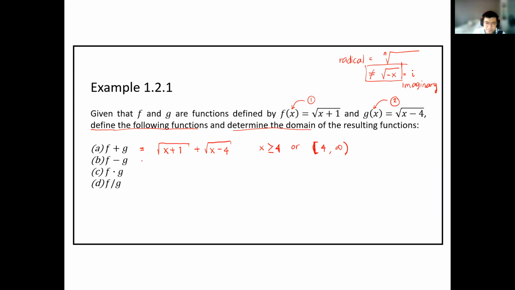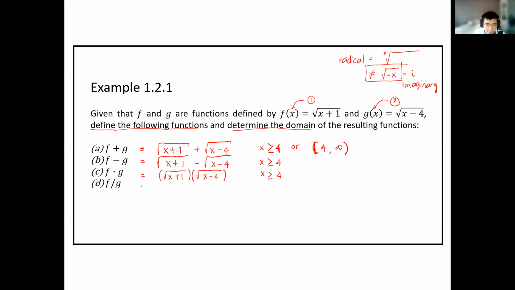So next is f minus g. So just reverse the operation. Then minus the square root of x minus 4. So the same condition. So this is still x is greater than or equal to 4. So next is multiplication. So multiply the square root of x minus 1, then multiply the square root of x minus 4. So again, the condition is still the same. x is greater than or equal to 4.